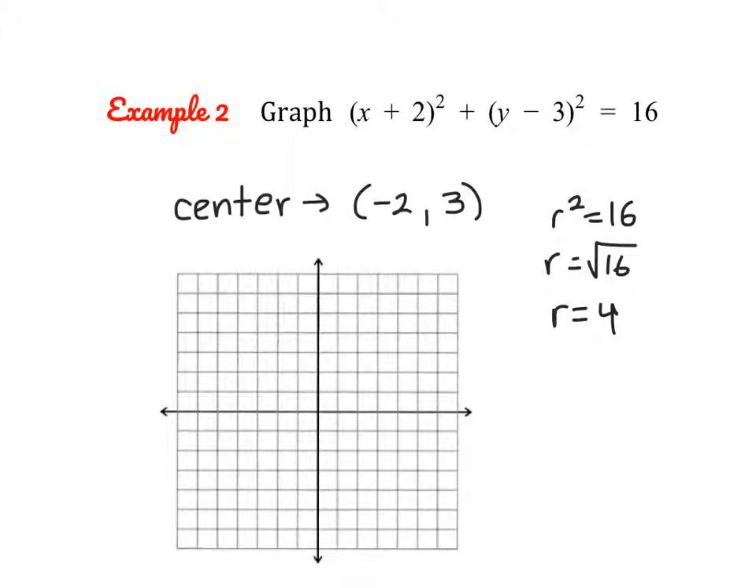Now we can graph our equation. So we go -2, +3. And since our radius is 4, I'm going to go to the right 4, up 4, left 4, and down 4 for guidelines, and then you connect them as best you can to make a circle. And you can see at any point, the distance from the center to your circle should be 4, which is your radius.